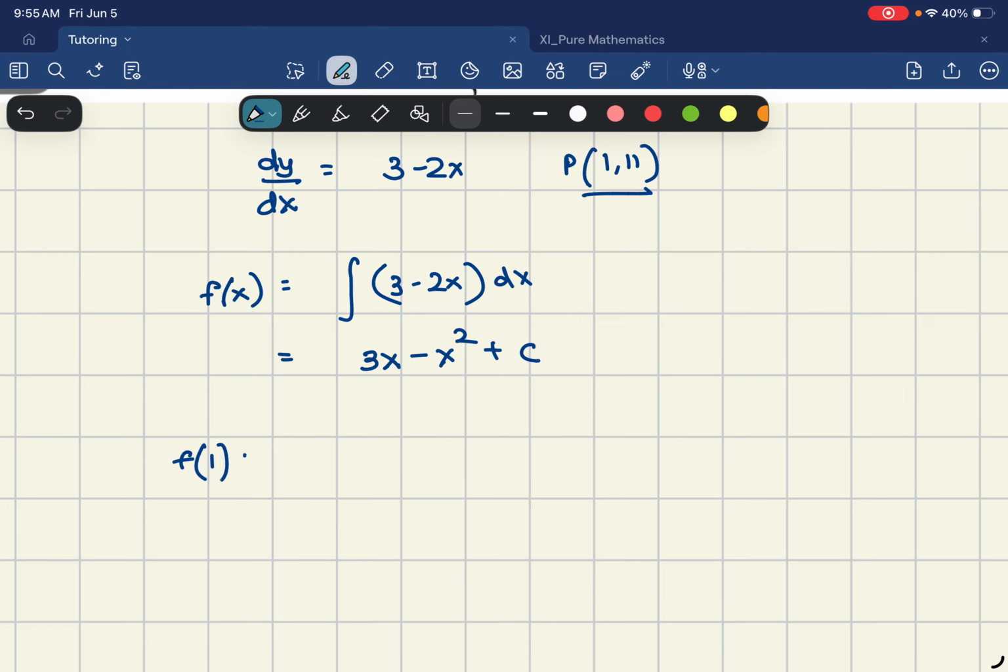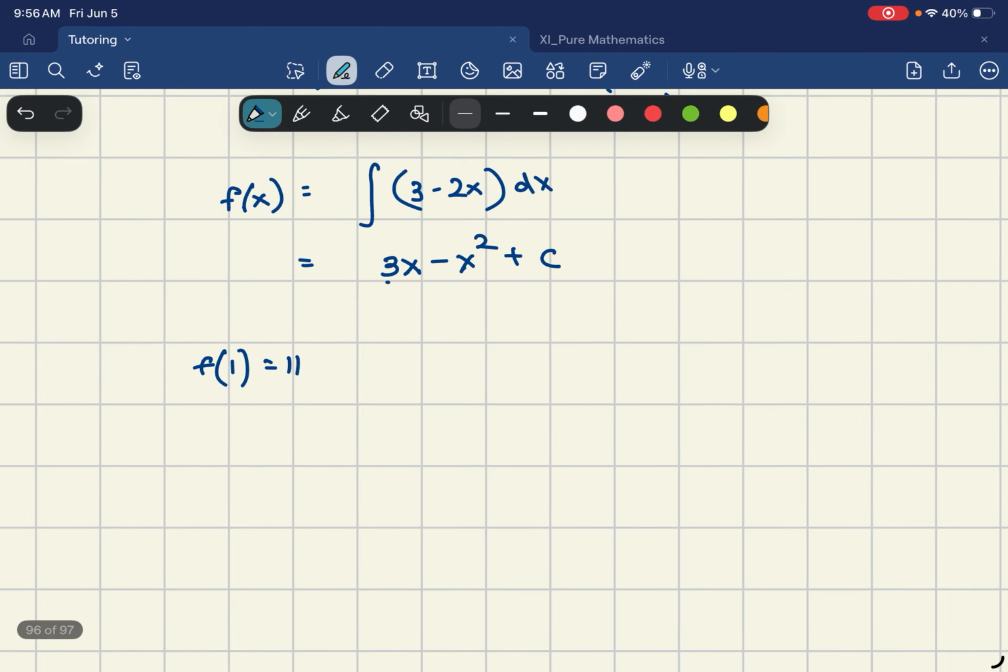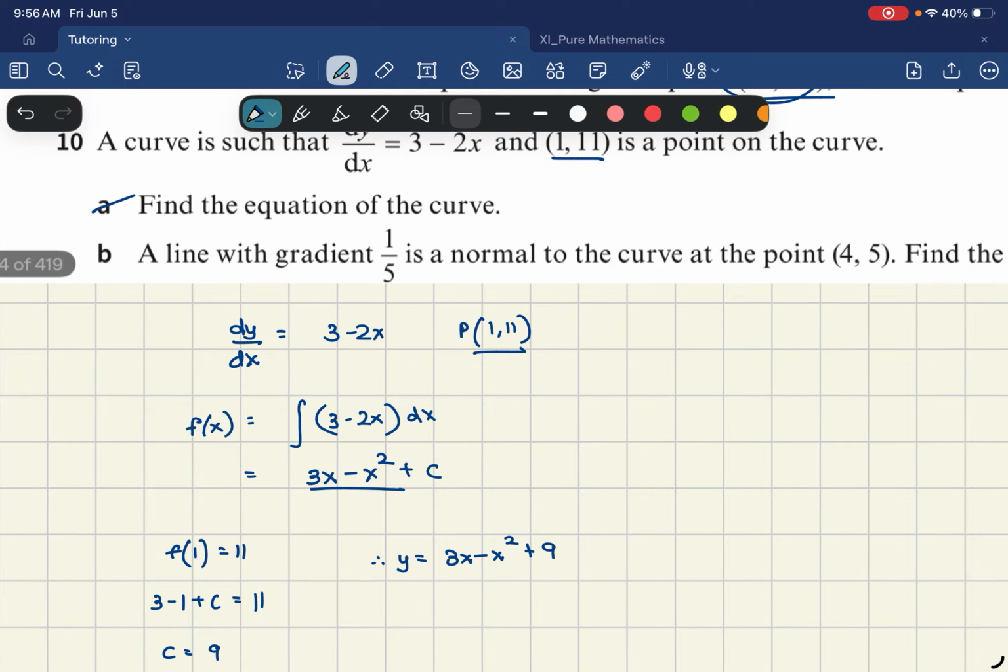So f of 1 is going to be 11. I'll leave you to do the integration on your own. So substitute 1 here. You get 3 minus 1 plus c is equal to 11. So c is just going to be positive 9. So y is 3x minus x squared plus 9. So we are done with part A.